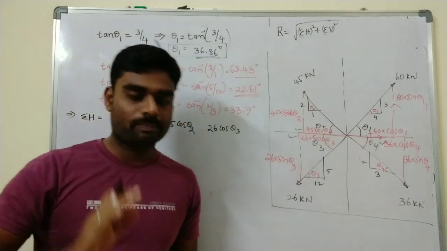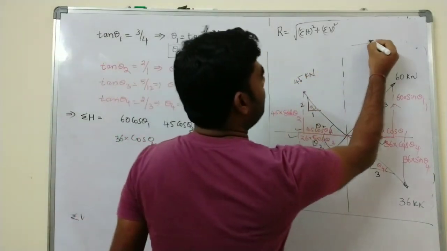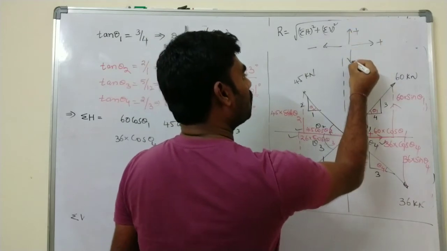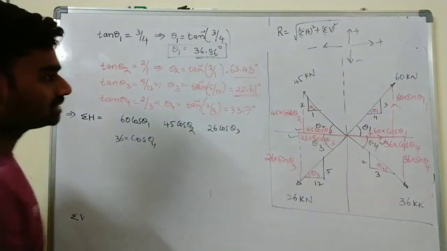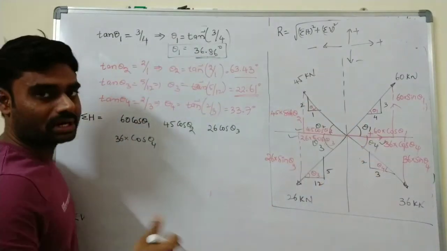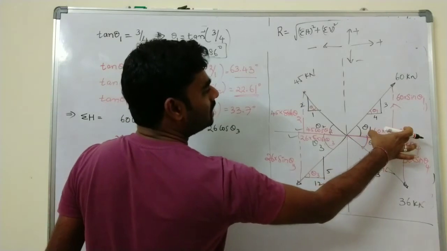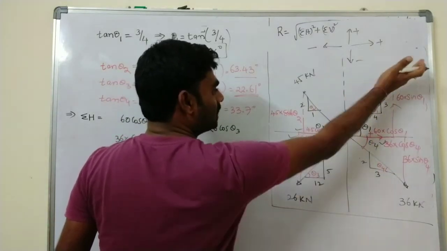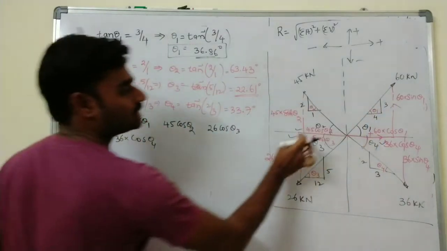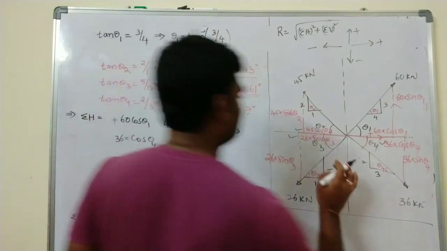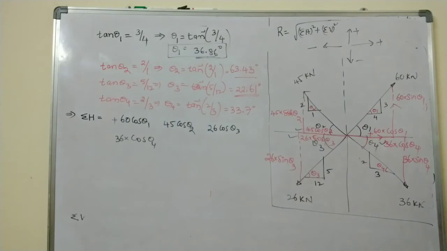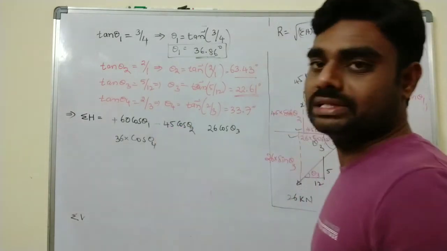Direction is very important, so please listen carefully. The force acting in the right side direction is positive, left side is negative, upward direction is positive, downward direction is negative. See the solution, how to take the positive and negative values. 60 cos theta 1: this force is acting in the right side direction according to the horizontal, that's why I am taking plus. Next, 45 cos theta 2: this force is acting in the left side direction, so now I am taking minus.